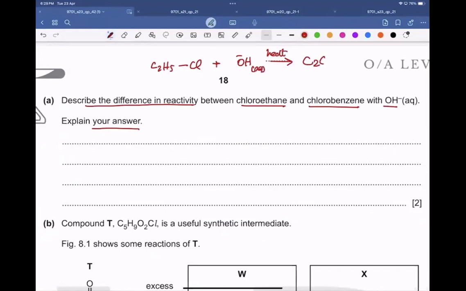what will happen? That is the SN2 reaction. C2H5OH is formed. But with chlorobenzene, as chlorine also has a lone pair, it overlaps its lone pair with the benzene ring, so that bond becomes stronger. So it is relatively very much less reactive as compared to chloroethane.